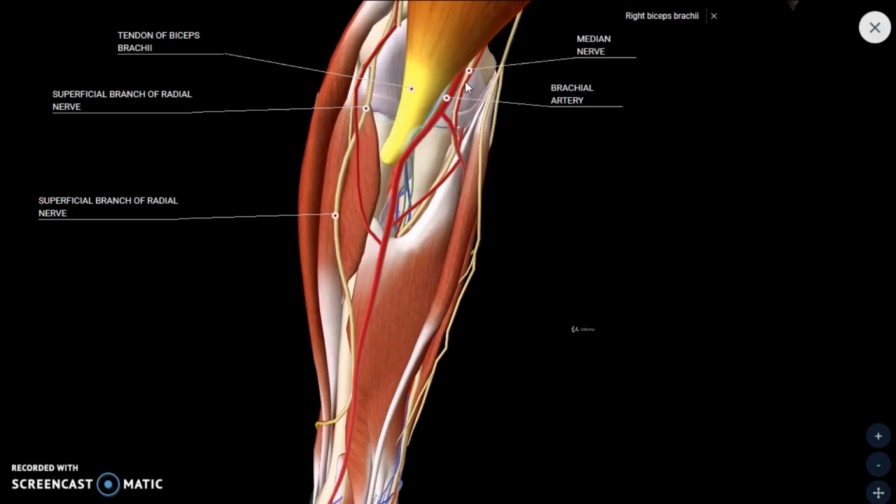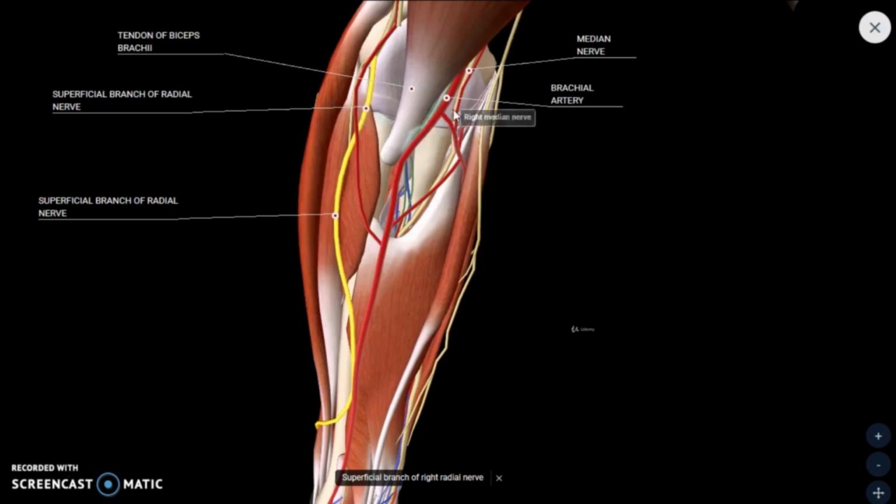The first one we saw was the median nerve, then we saw the brachial artery, and then now we are seeing the tendon of biceps brachii. And one more structure present laterally is the radial nerve, which is giving a branch called the superficial branch of the radial nerve. So we are calling it with the mnemonic S. So now you can know MBBS stands for median nerve, brachial artery, tendon of biceps brachii, and superficial branch of the radial nerve.